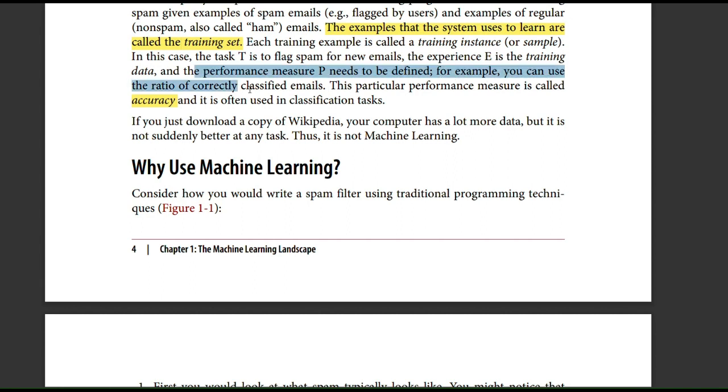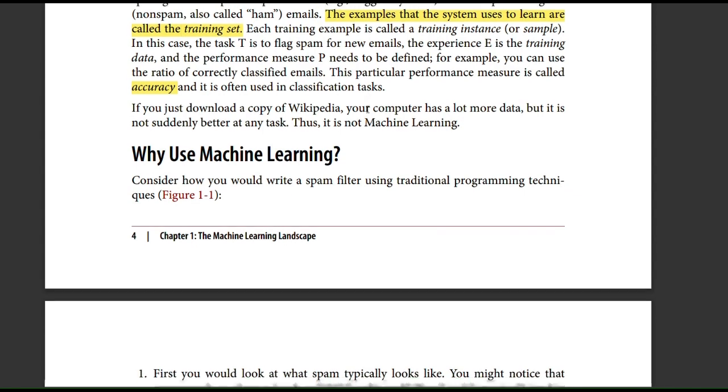For example, you can use the ratio of correctly classified emails, that is accuracy. Accuracy can act as a performance measure in order to know how well the machine is performing on this particular task. Accuracy is defined as the ratio of the correct classifications to the total classifications, which means when provided with a dataset of emails, accuracy is the number of correctly classified emails over the total number of emails that were provided to the machine. Accuracy hence can be used as a performance measure.